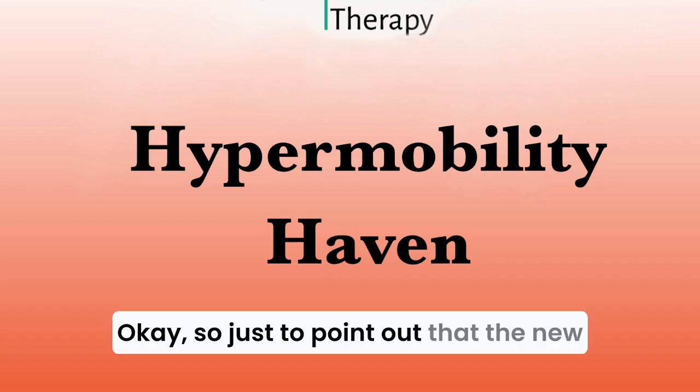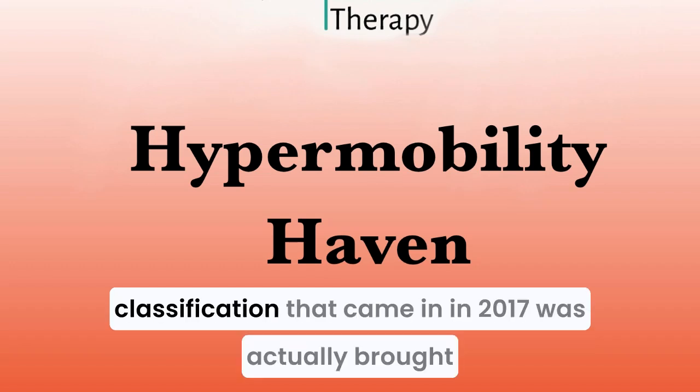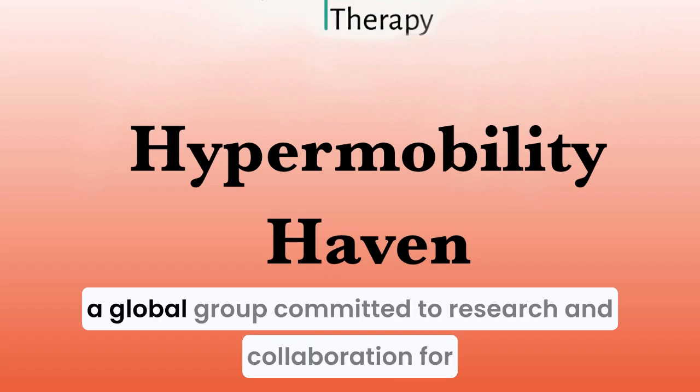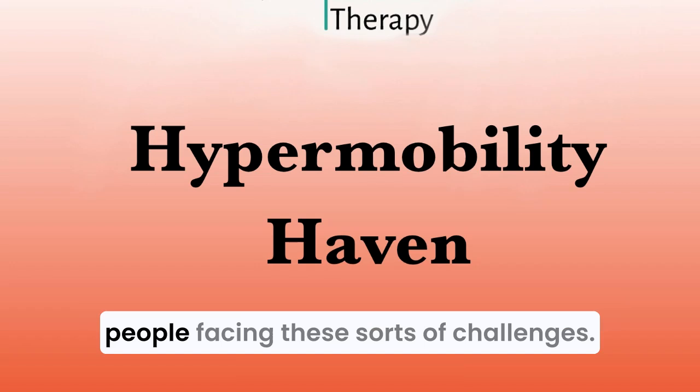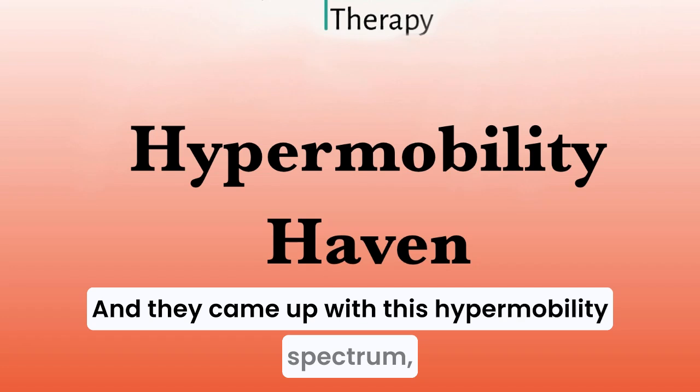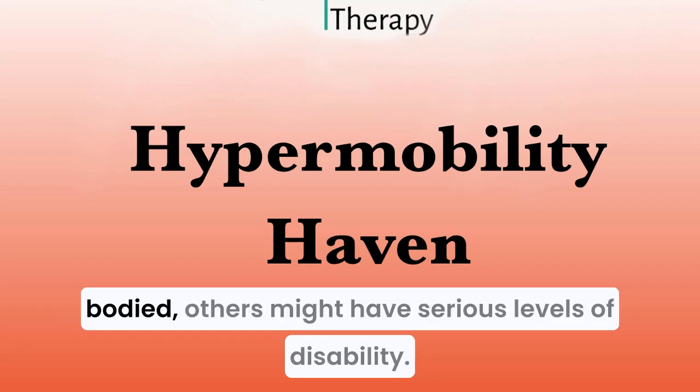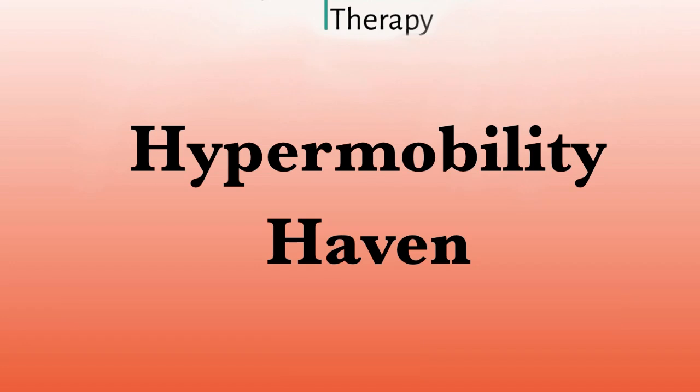Okay, so just to point out that the new classification that came in 2017 was actually brought out by the International Consortium of hEDS, who are a global group committed to research and collaboration for people facing these sorts of challenges. They came up with this hypermobility spectrum, recognising that while some people might be able-bodied, others might have serious levels of disability.